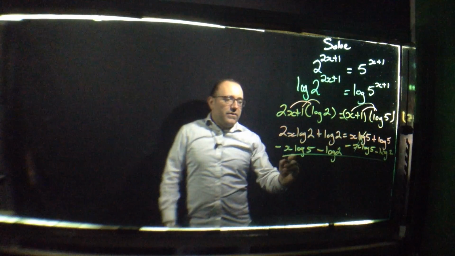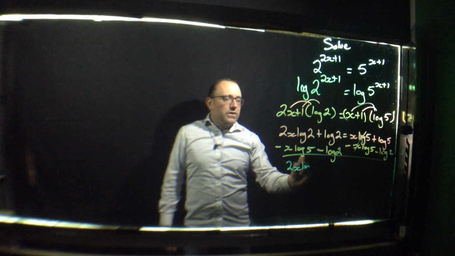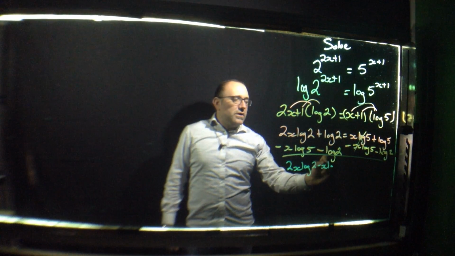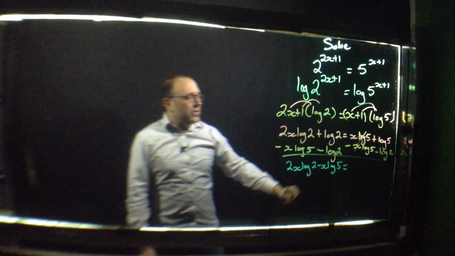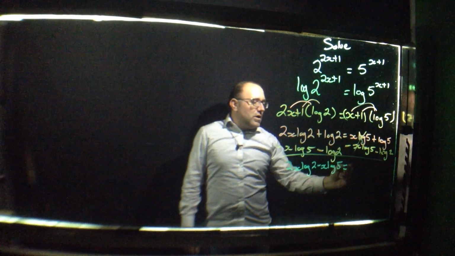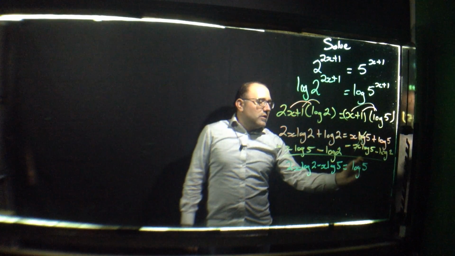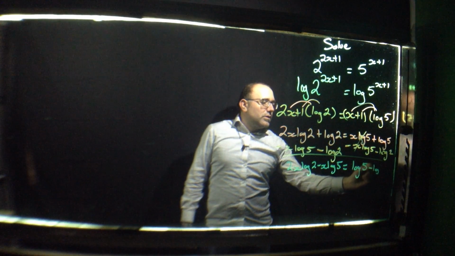So what do we have left over here? 2x log of 2 minus x log of 5. That's good because now we can factor out the x, which we'll do right after. Let's just move the logs to this side: log 5 minus log 2.